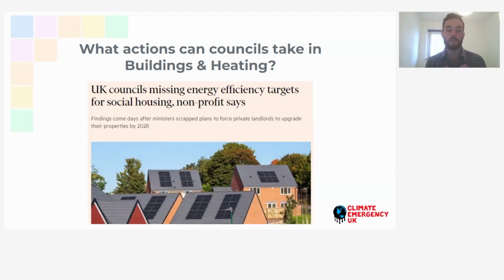We found that only 48% of councils in England, Wales, Scotland and Northern Ireland that have council homes have the majority of their council-owned homes with an EPC rating of C or above. So that's only 48% of councils that have their council-owned homes with an EPC rating of C or above. EPC ratings are energy performance certificates, so the energy efficiency of those homes.